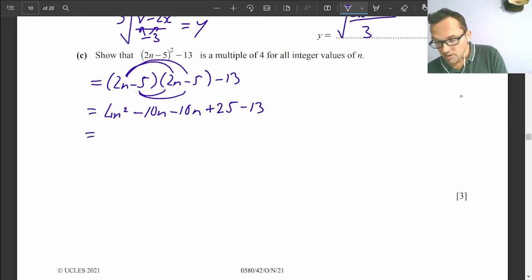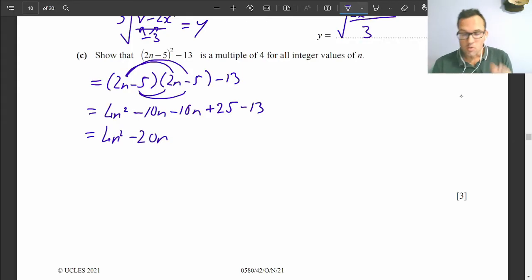Simplify it, collecting like terms. Minus 10n minus 10n will give you minus 20n. 25 minus 13 is 12. That's really good. Now we need to address the next problem: multiple of 4 for all integer values of n.